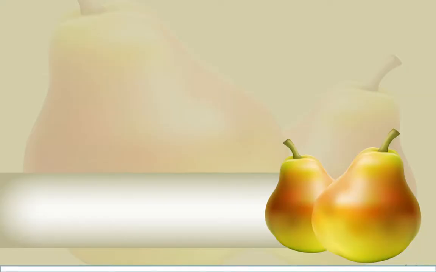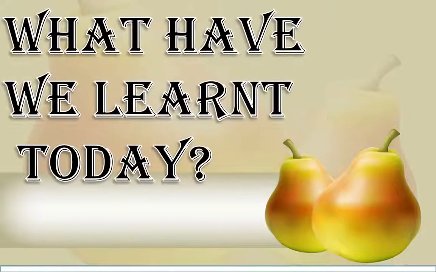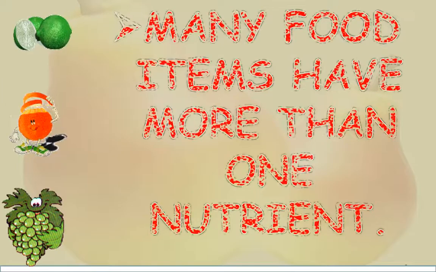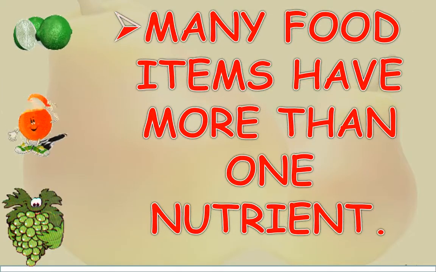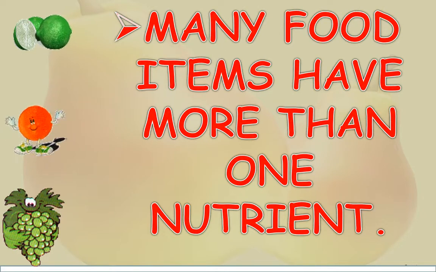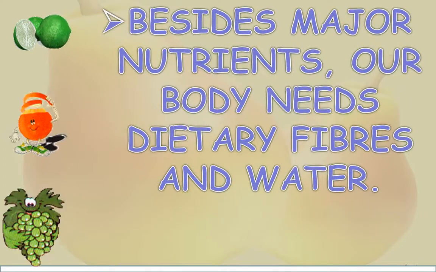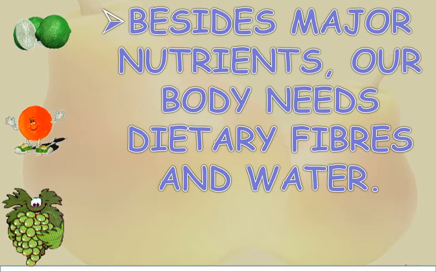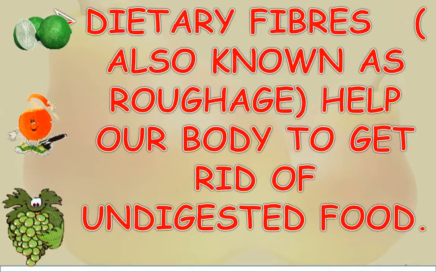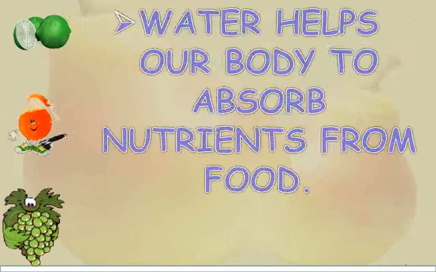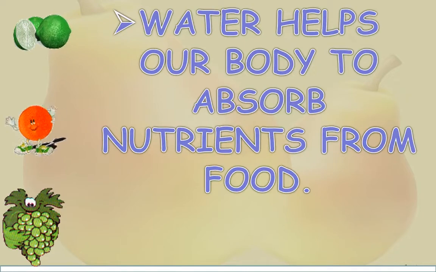It's time for you to note down the key points. What have we learnt today? Many food items have more than one nutrient. Besides major nutrients, our body needs dietary fibers and water. Dietary fibers, also known as roughage, help our body to get rid of undigested food. Water helps our body to absorb nutrients from food.